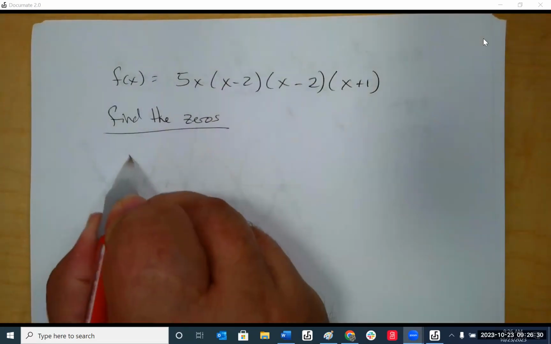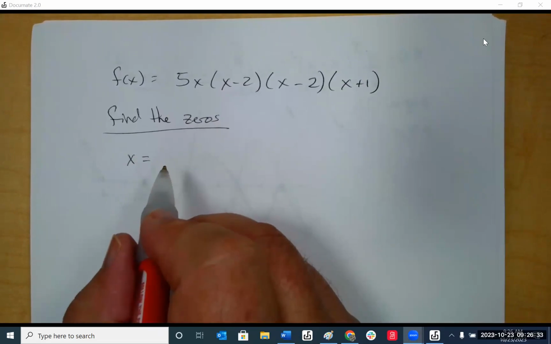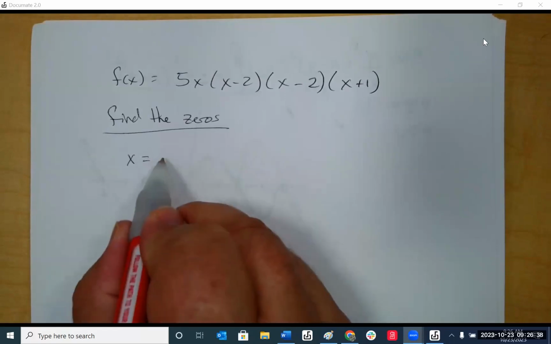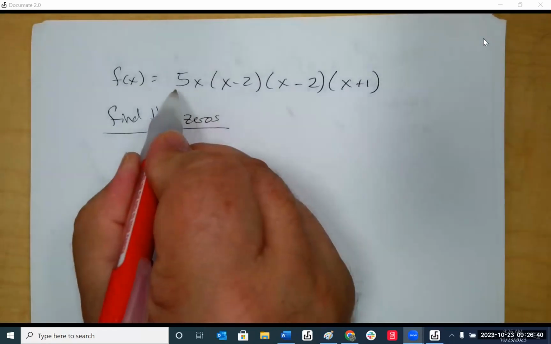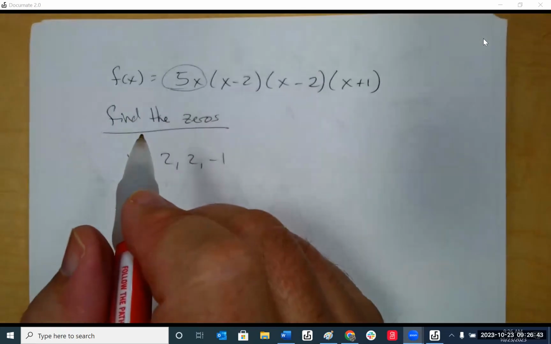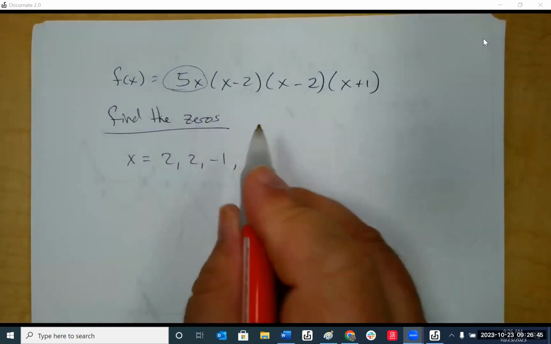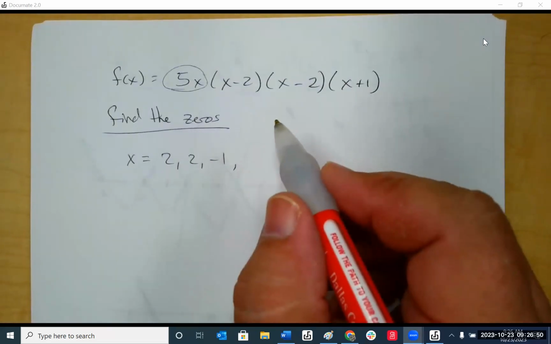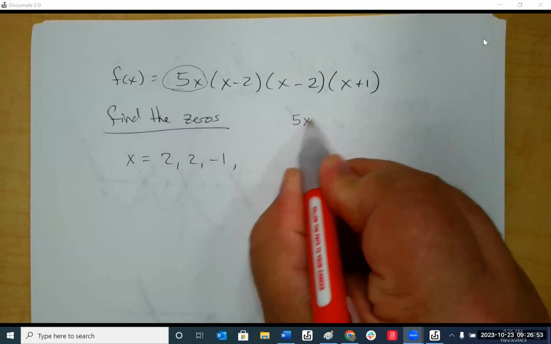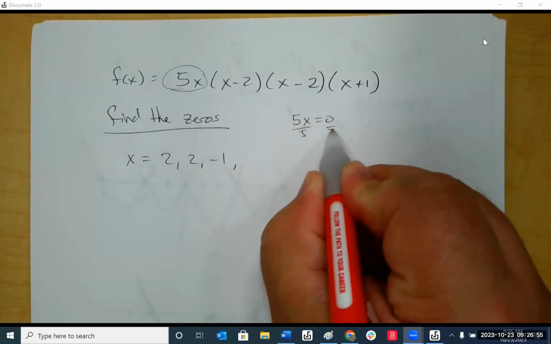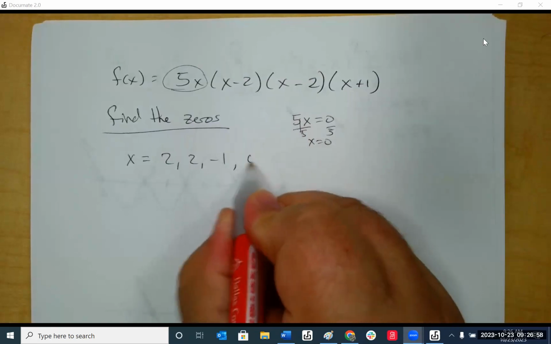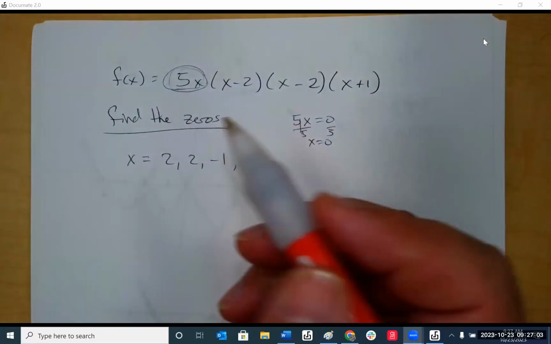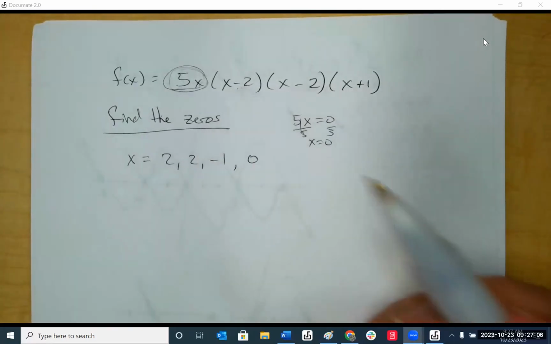So what are the zeros? Well, set this one equal. This is also an equation. Set it equal to zero. 5x equals 0, divided by 5, x equals 0. If it's just an x by itself, it's 0. It only changes if there's a plus or minus.